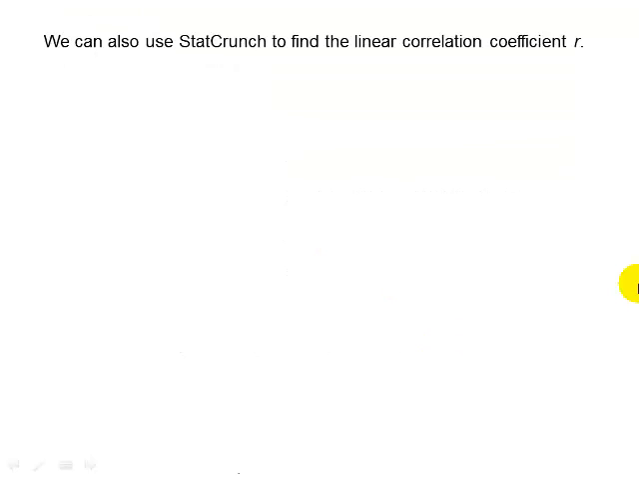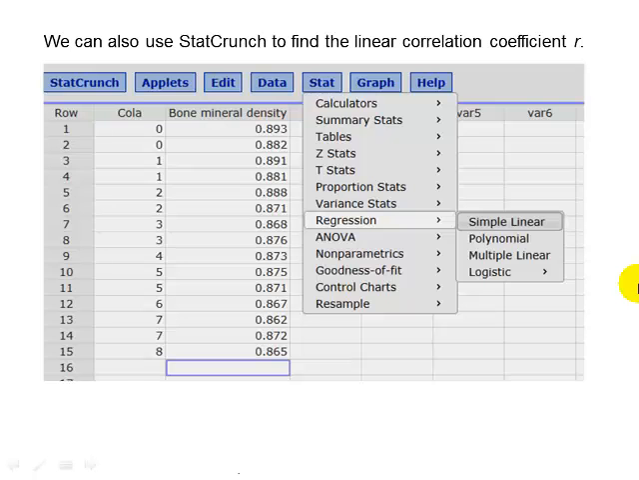And we can also use StatCrunch to find R. And that's really the easy way to do it because the formula for R is pretty complicated. So to do that, if we have our data in StatCrunch already in our two columns, to do the linear correlation coefficient, we would do Stat and then Regression and then Simple Linear.